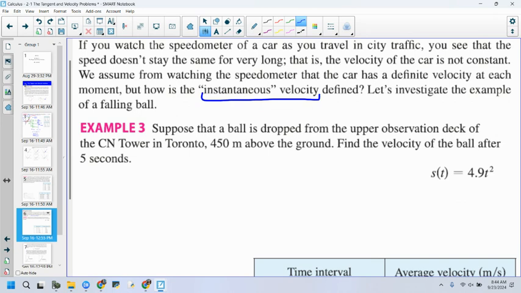Anyway, I digress. It's 450 meters above the ground. Of course, it's in Canada, so they use meters. Find the velocity of the ball after 5 seconds.